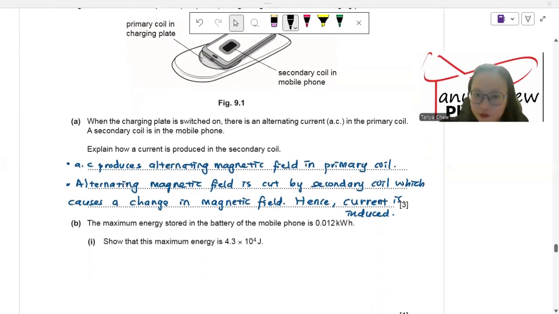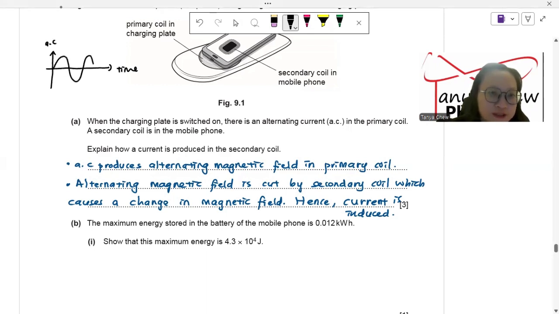So look at how I answer it. 3 marks, therefore you need to have the 3 points. I said that because the primary coil is being connected to alternating current, that is why the alternating current produces an alternating magnetic field. This is a graph of alternating current if you want to know. This is time. This is the alternating current, which changes its direction every half a cycle.